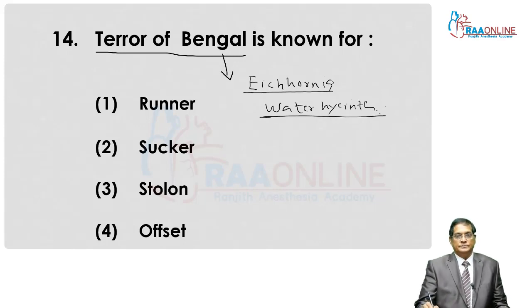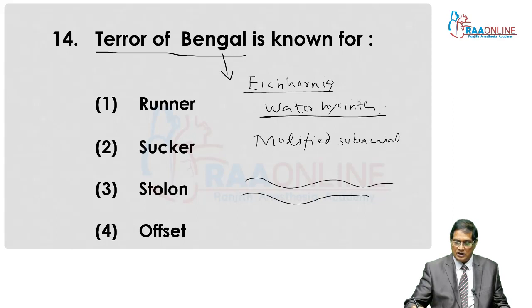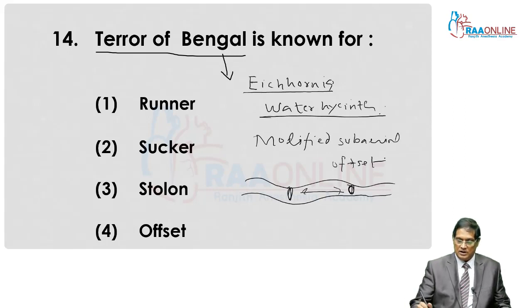And it is a modified subaerial stem. Like this, this is Eichhornia and these are the nodes of Eichhornia. This longitudinal running portion is actually the offset. This is the offset of Eichhornia.